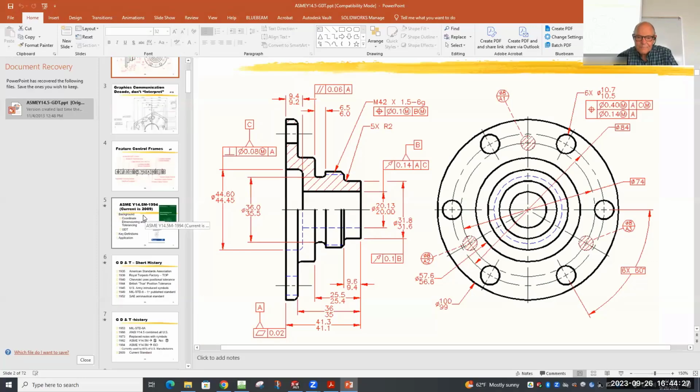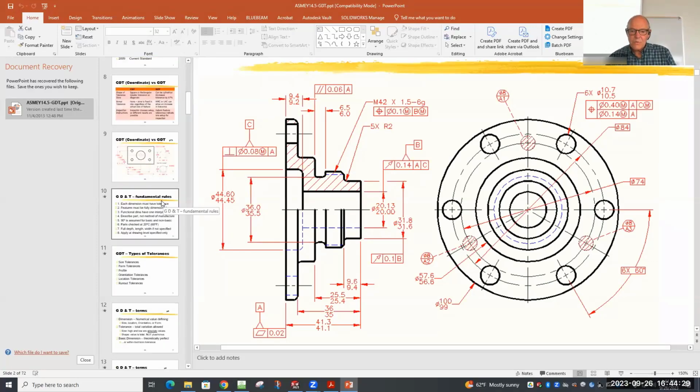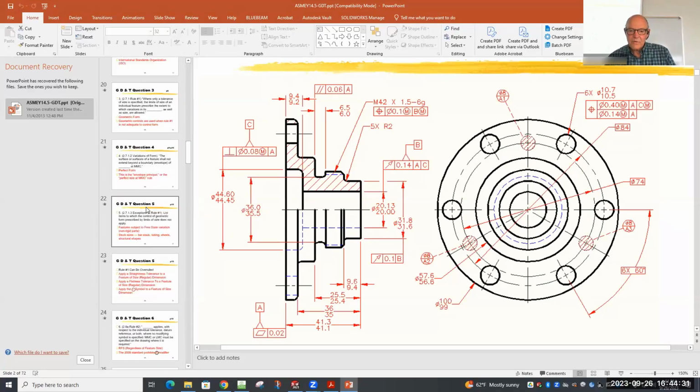So now I'm going to go and just show you all of the controls.